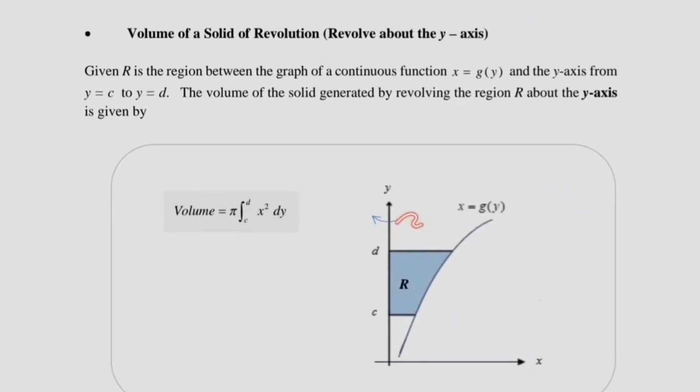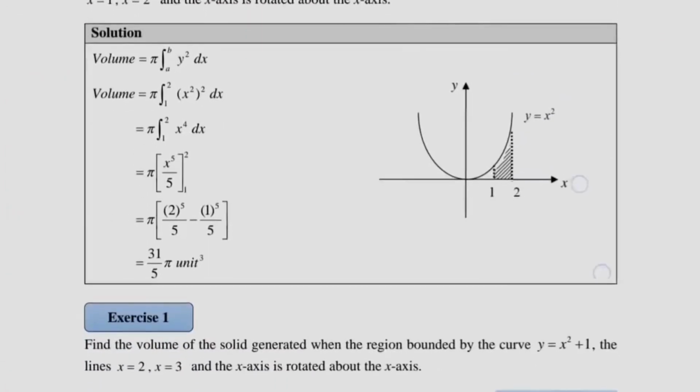And same thing if we are revolving around the y-axis, this means it must be in terms of dy, and then the value of the limits must be in y terms as well. Don't forget the pi in front of the integral sign, and don't forget to square the x function. So this x function will be everything in terms of y later on.